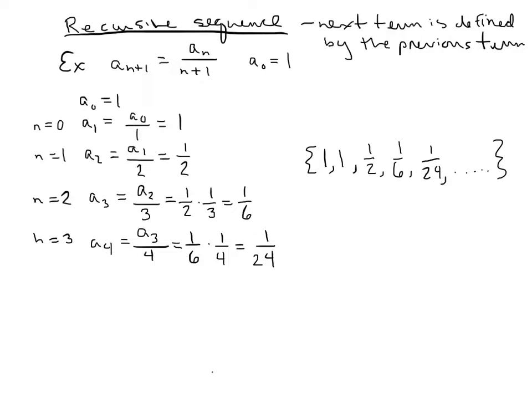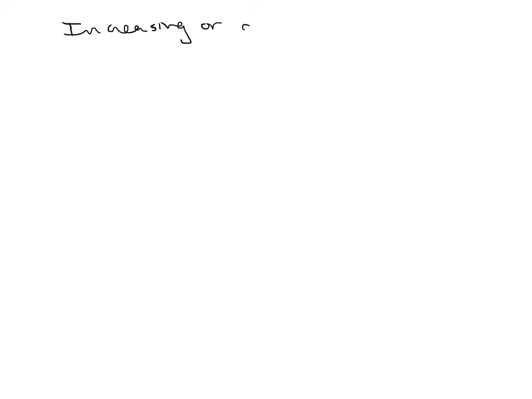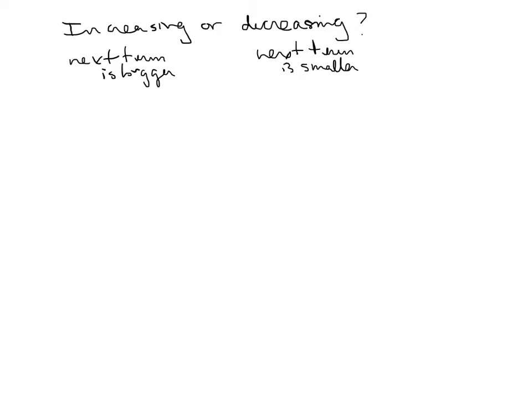So let's see. One other thing we need to talk about is if sequences are increasing or decreasing. If a sequence is increasing, then the next term is bigger. If sequences are decreasing, then the next term is smaller. I think that's pretty intuitive.